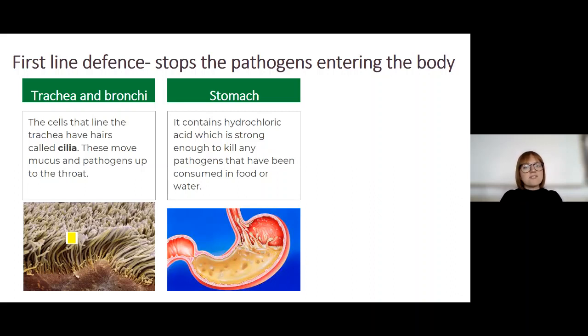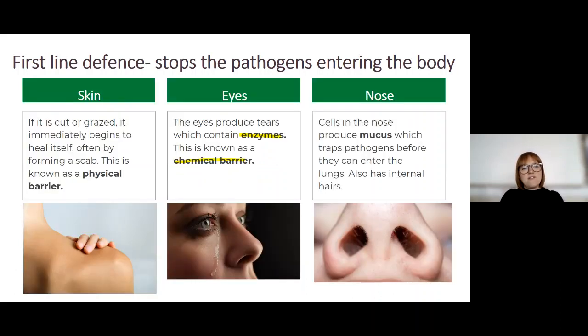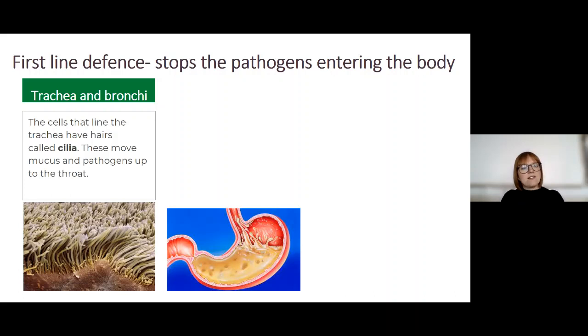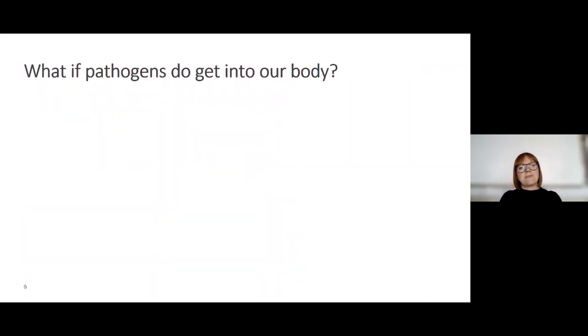So this is our first line defense, and you would be required in the exam to be able to recall some of this knowledge. So let's just go back over it again. To prevent it from getting into the body in the first place, we have a physical barrier called the skin. We have tears that contain enzymes, known as chemical barriers. We have mucus and hairs in our nose. We have cilia that run through the trachea and the bronchi in our respiratory system, and we have acid in our stomach just in case any of those pathogens get in.